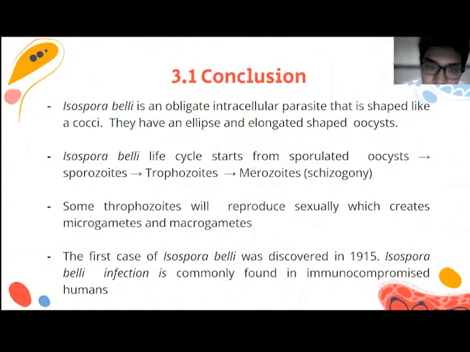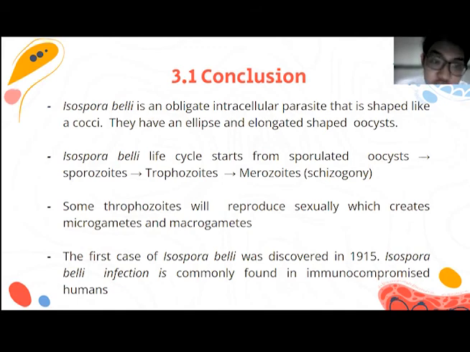The conclusion is Isospora belli is an obligate intracellular parasite that is shaped like a coccus. They have an ellipse and elongated shaped oocyst. Isospora belli life cycle starts from sporulated oocyst, which will release sporozoites. These sporozoites will differentiate into trophozoites, and these trophozoites will reproduce asexually in a process called zygogamy to produce merozoites. Some of these trophozoites will also reproduce sexually, which will create microgametes and macrogametes.